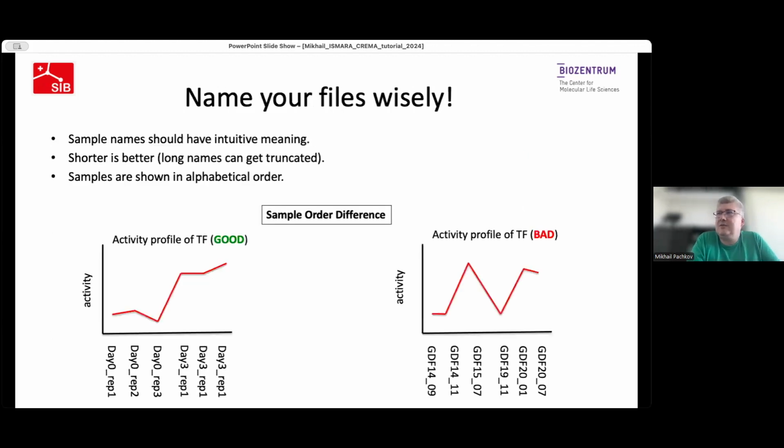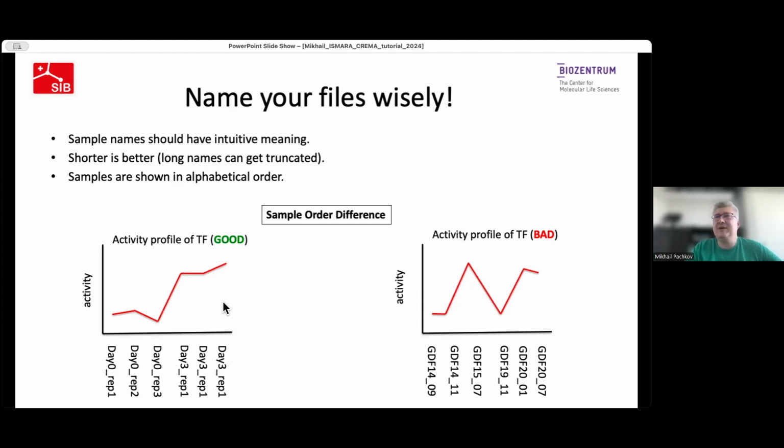Okay, now we are coming to a very important point about good representation of your data on the report pages. At the bottom of the slide, I have two examples. This is essentially the same activity profile, which is shown for samples sorted in different order.